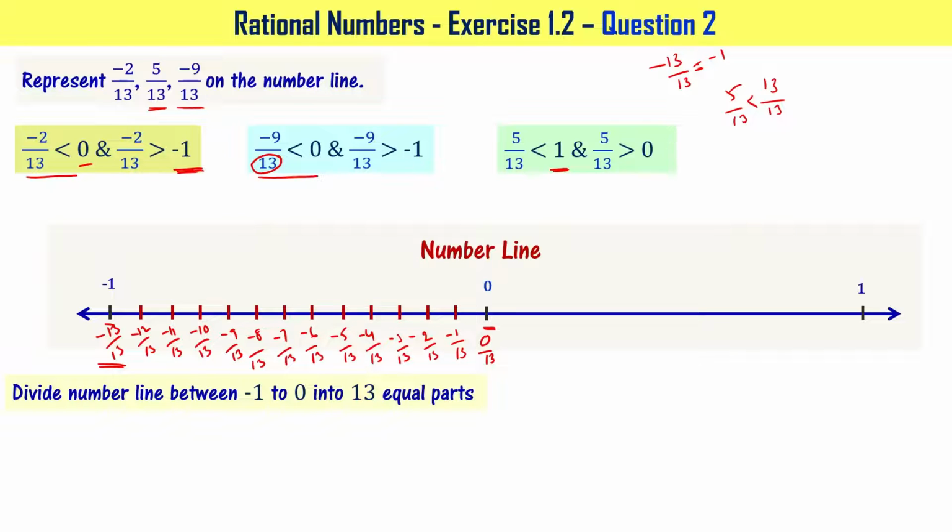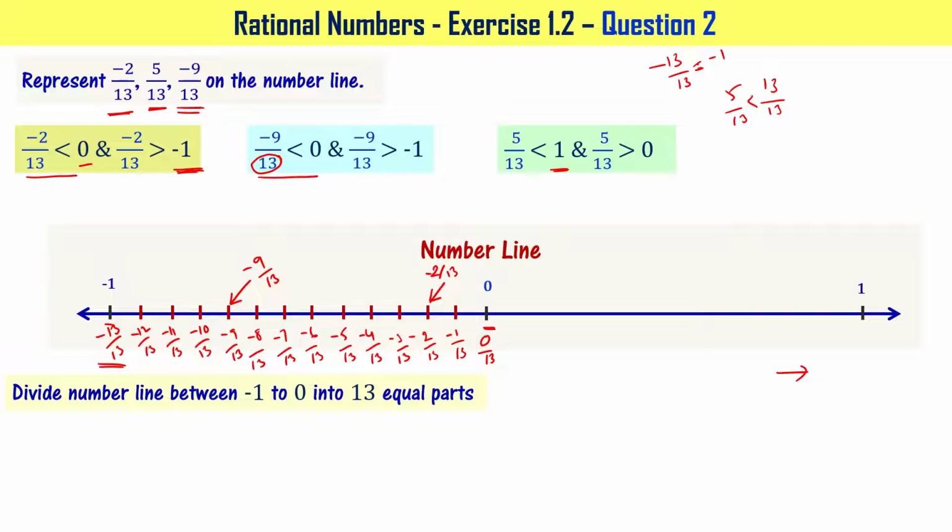Now look at this. We are asked to represent minus 2 by 13, right? That is here. This is minus 2 by 13, and the other number is minus 9 by 13. See, that is here, minus 9 by 13. So we have represented these two numbers on the number line. The remaining one is 5 by 13, right? That is on this side of the number line.